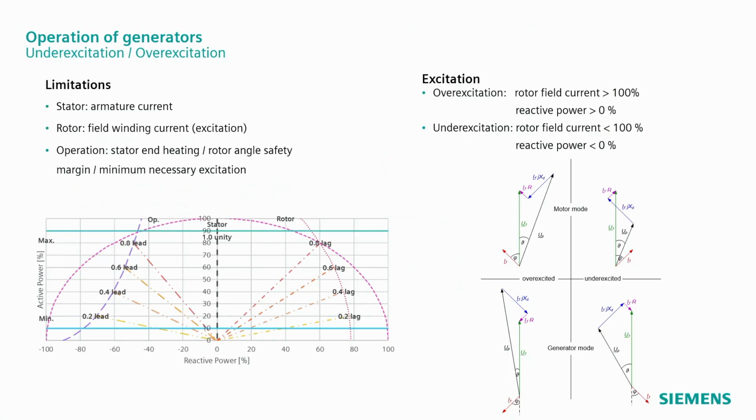On the other hand, if you're working in the overexcited mode, then the internal induced voltage will be larger. That is the reason, because this voltage is the driving voltage for the short circuit current. This is why you have higher current amplitudes in overexcitation and lower short circuit current values when working under-excited.